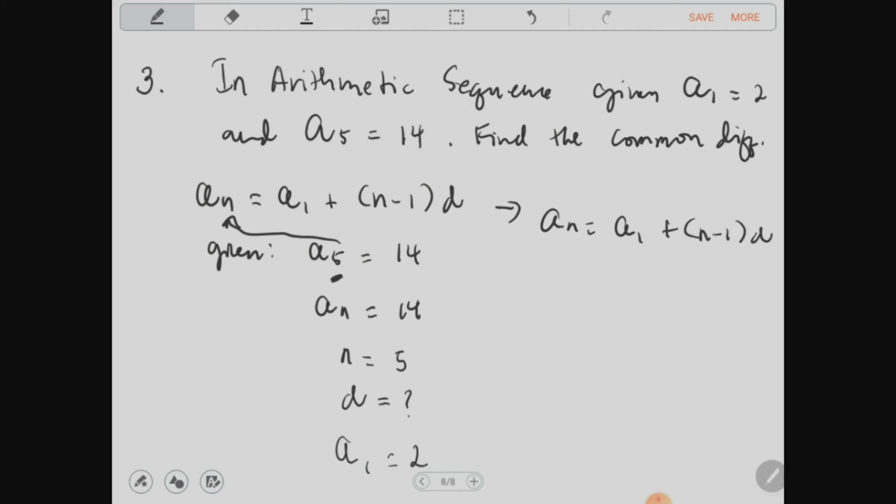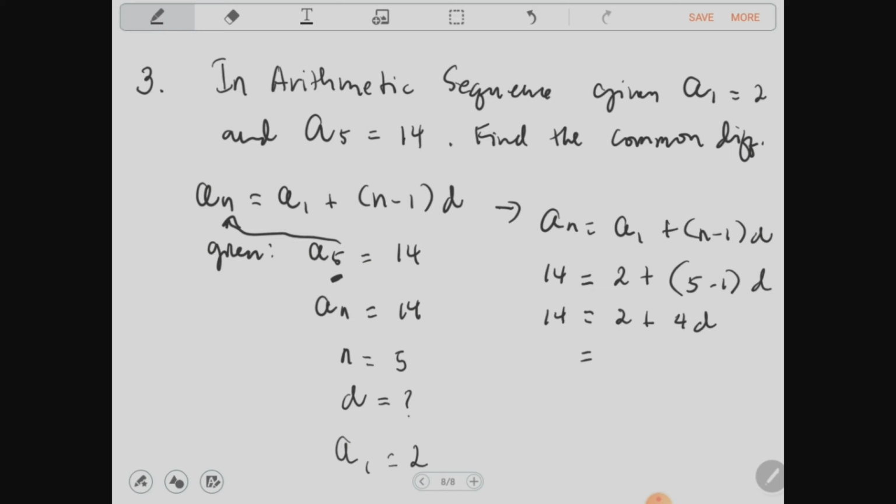Using the formula A sub n is equal to A sub 1 plus n minus 1 times D, we just have to substitute our given. We have our last term, 14, is equal to A sub 1, which is 2, plus the quantity of n minus 1, which is 5 minus 1, times the common difference. Since we don't have the common difference, we just write letter D. Simplifying this equation, we have 14 is equal to 2 plus the quantity of 5 minus 1, which is 4, times D, so we have 4D.